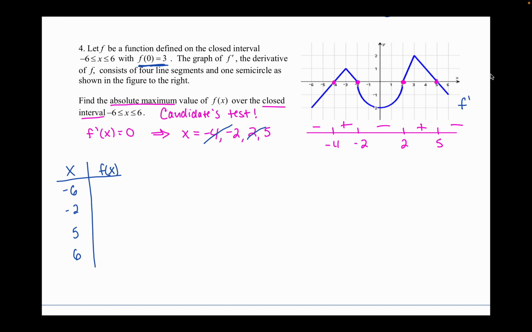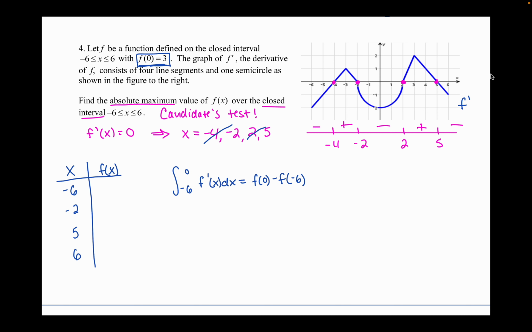I have not been given the graph of f, so I cannot read f of -6 off that graph. So we're going to do what we did before. We're going to use our integral and then our special value here, f of 0. So I'm going to do an integral from -6 to 0. Again, always starting, the lower bound should be your lowest value. If I take the integral of my derivative, this is going to equal f of 0 minus f of -6.